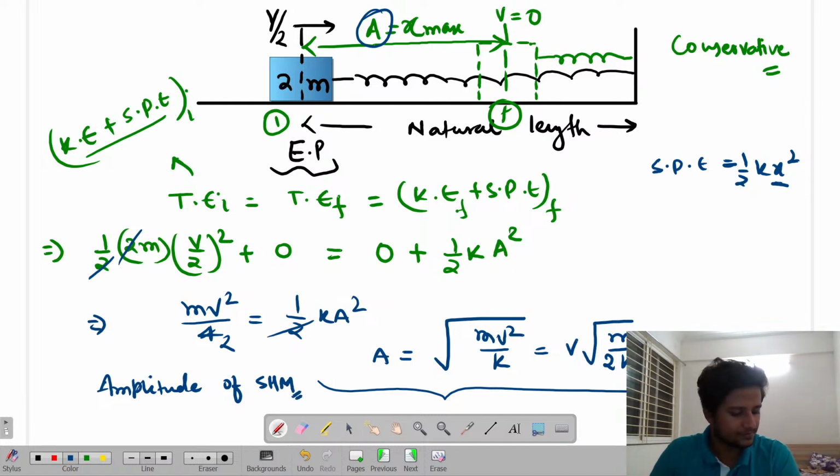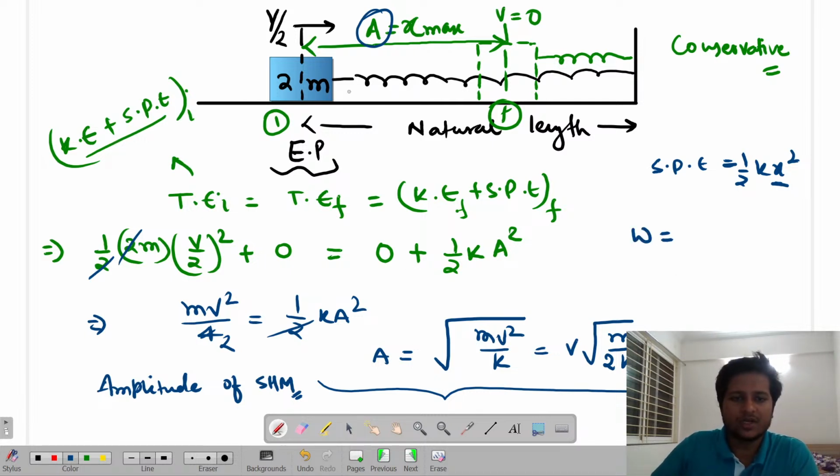Is that clear? Understood? Now, based upon that, you can do any kind of equation. If you know the amplitude, then you can also write the time period of the oscillation, isn't it? Look over there. What will be its time period?